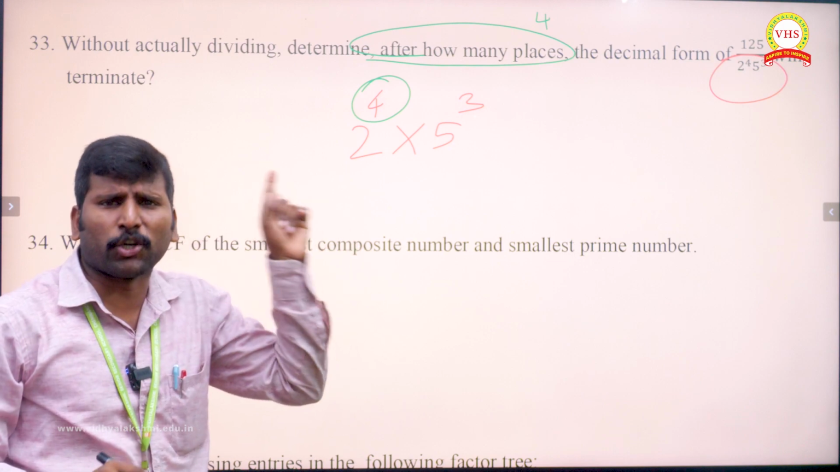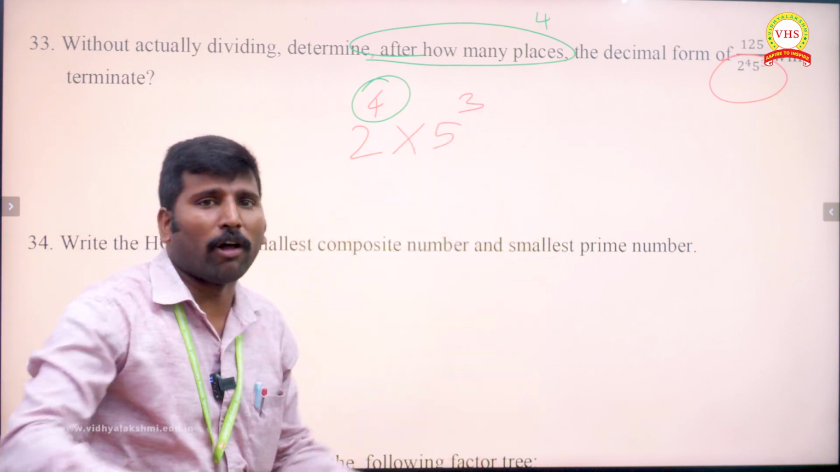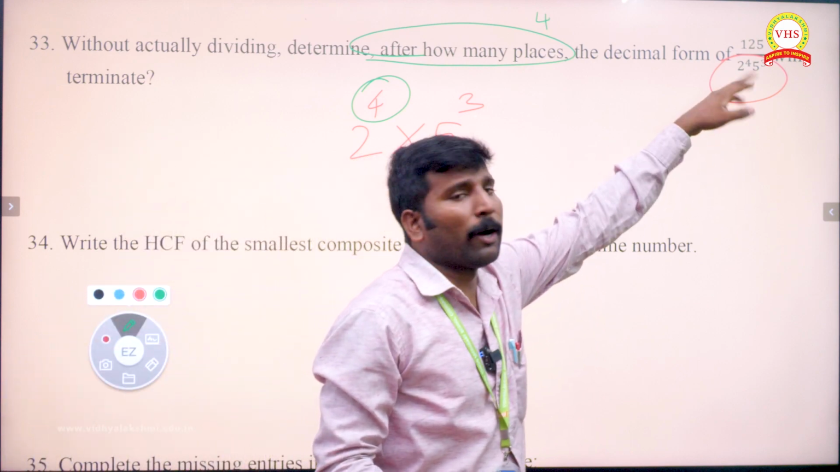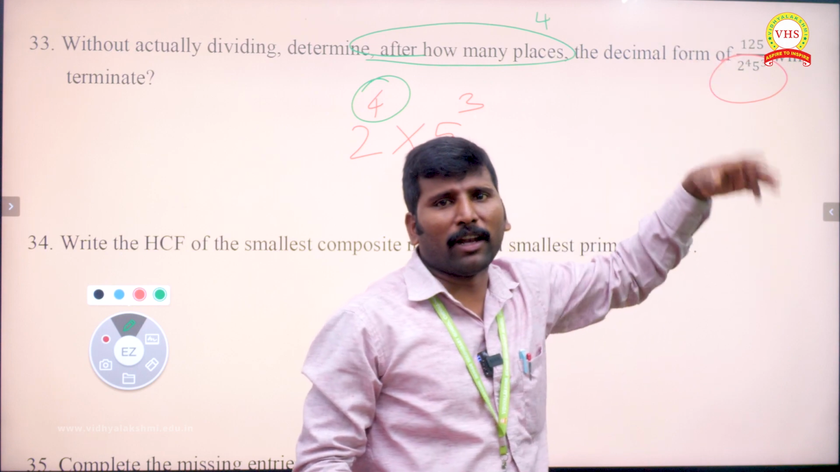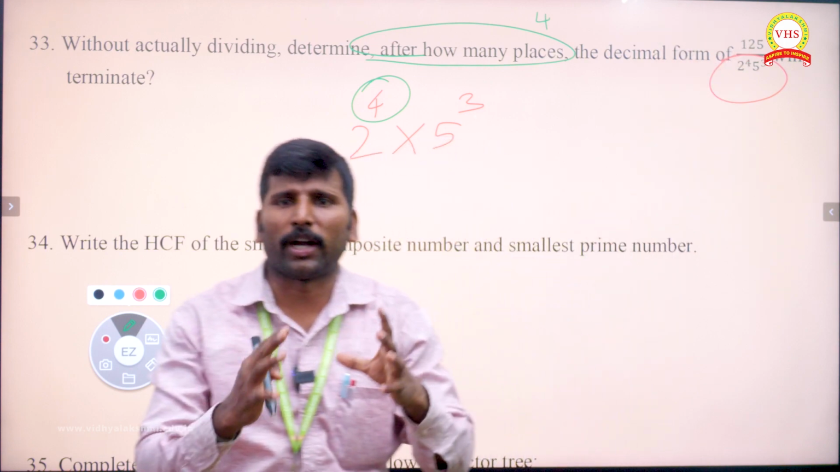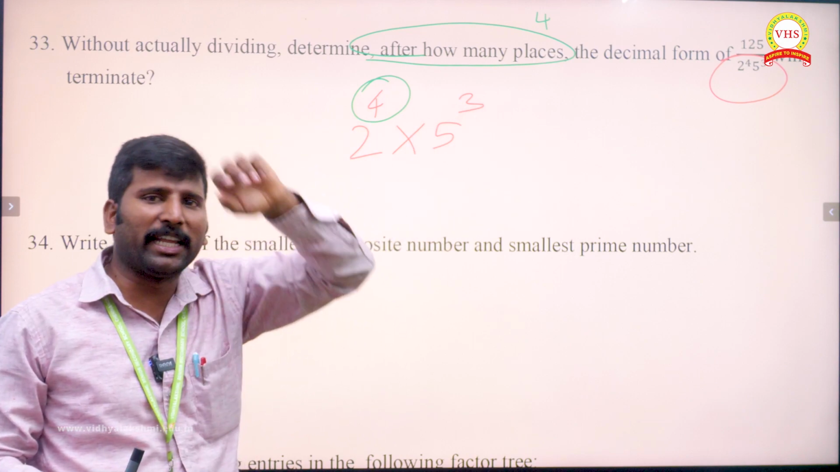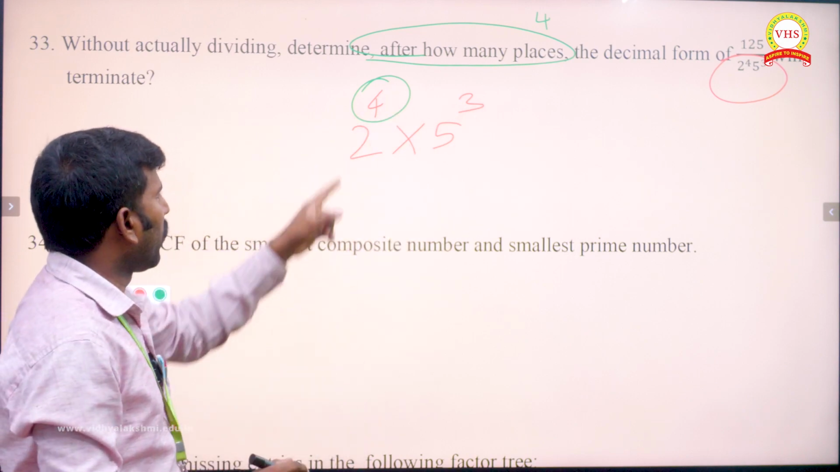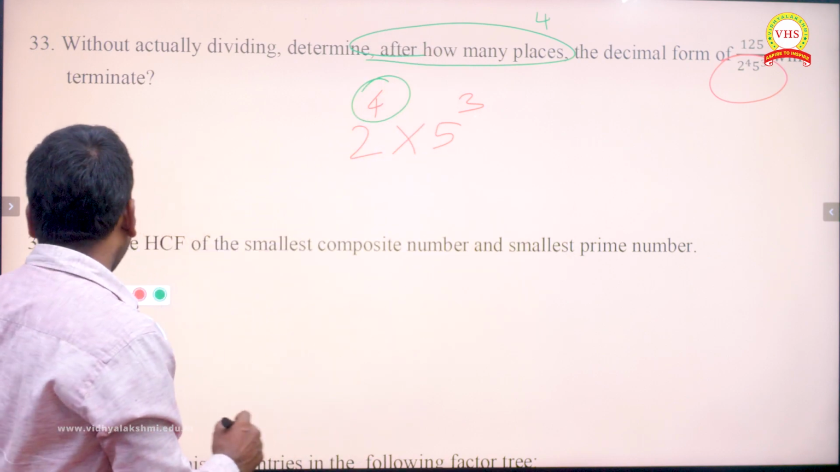No need to divide. It's a shortcut. When they ask an MCQ, if you solve it by multiplying and long division, it will take time. So it's a shortcut. When you have the highest power, we can say it will end at that many places. Highest power is 4, so after 4 digits it will stop. That's it.